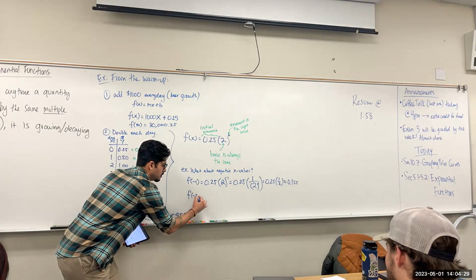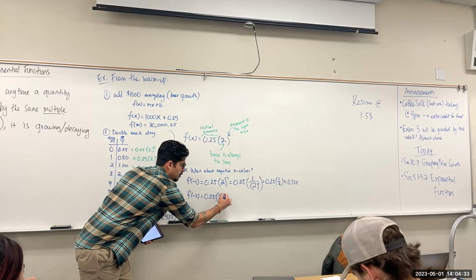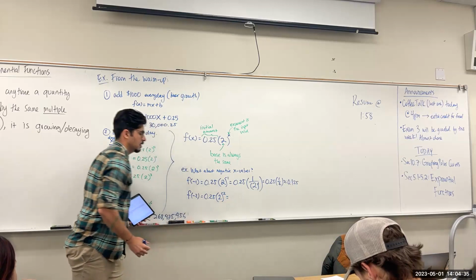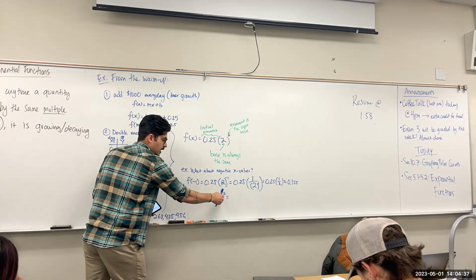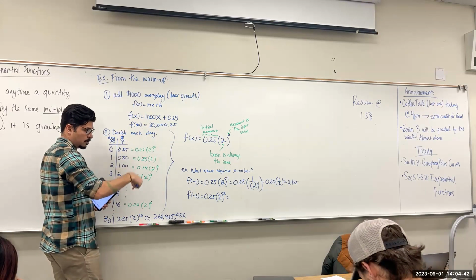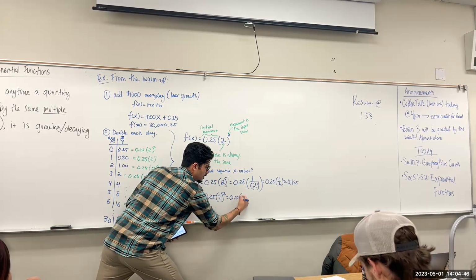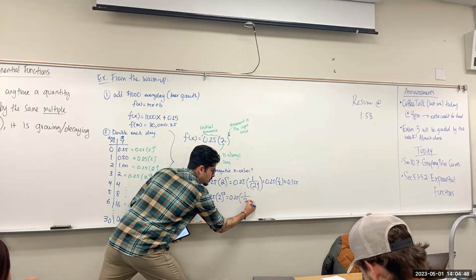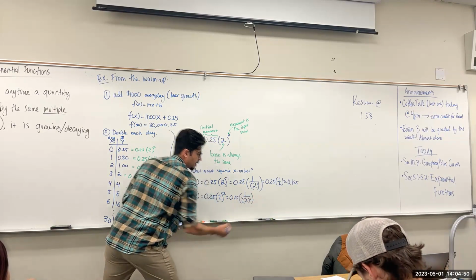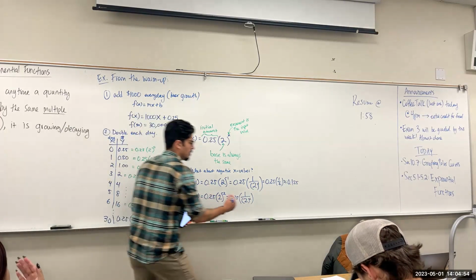Plug in -2. You get 0.25 times 2 to the power of -2. So how do I rewrite 2 to the -2? It's 1 over 2 to the power of +2. So it's going to be 0.25 times 1 over 2 to the power of +2, which is just 1/4.